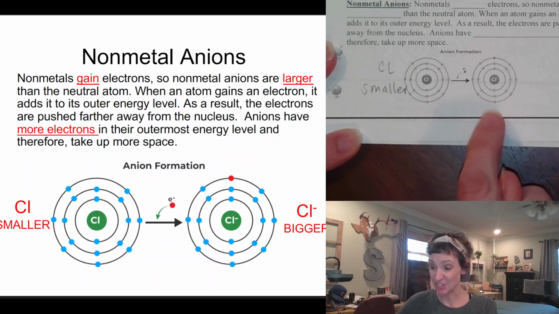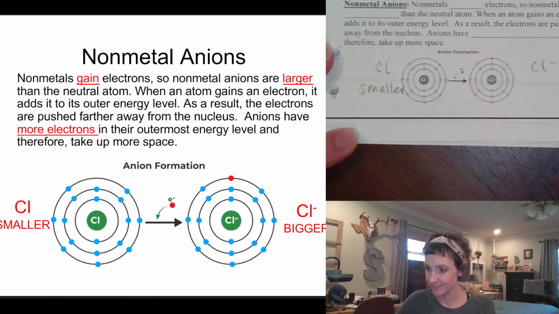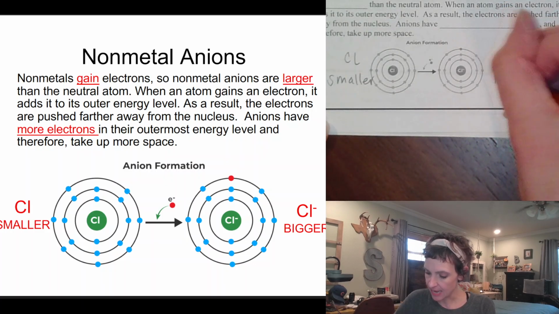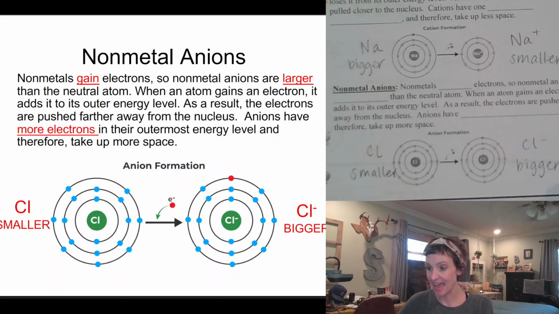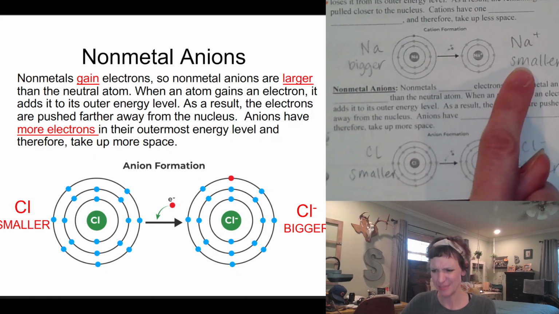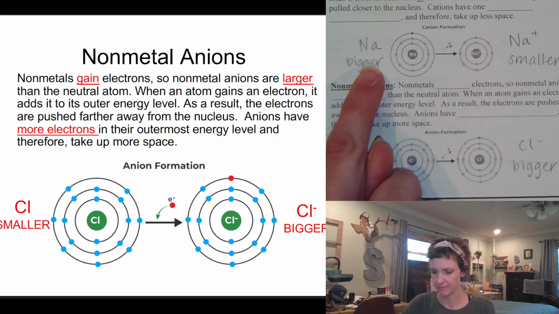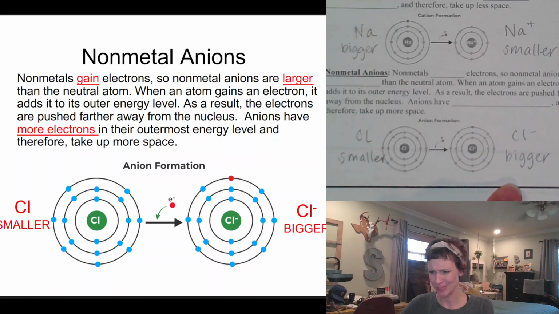And over here, after gaining an electron, he becomes Cl-. And that Cl- ion is bigger. So to recap here, my metals who lose, their ion is smaller than the original metal. My nonmetals who gain, their ion is bigger. So it's kind of like an opposite thing that you have to remember.